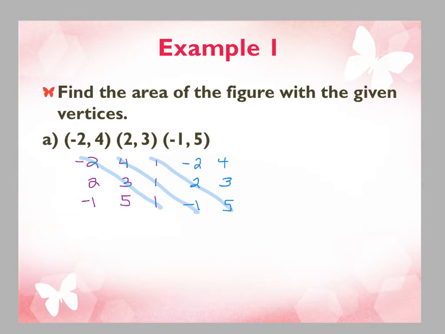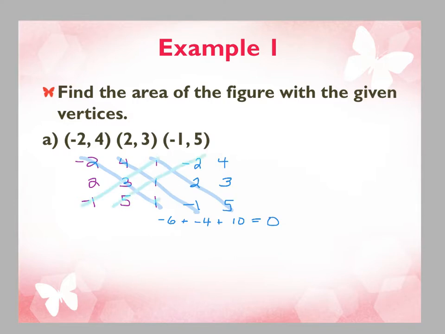And then do the diagonal top left, bottom right first. So -2 times 3 is -6, times 1 is -6. 4 times 1 is 4, times -1 is -4. 1 times 2 is 2, times 5 is 10. And then I want to add them together in the end. So I get -10 plus 10, which is 0. And then I go back the other way.